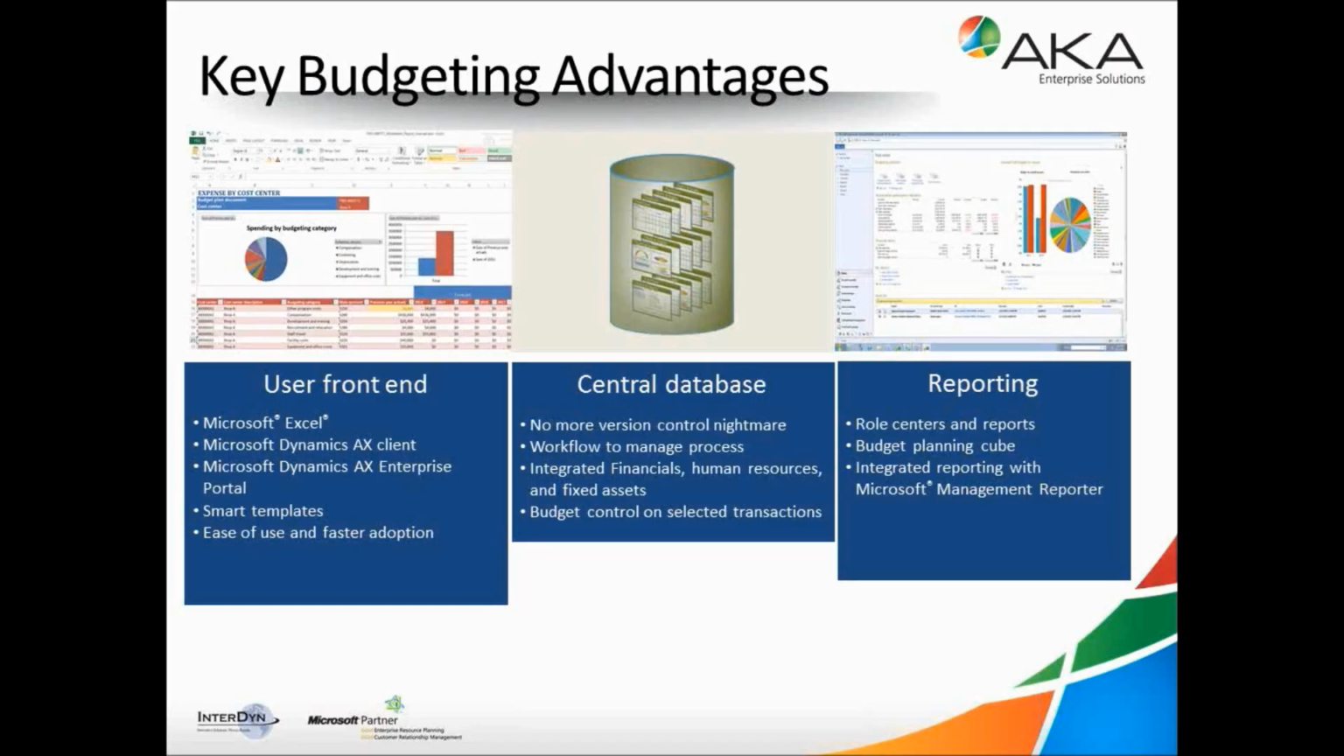The next thing sits in the middle, and that's the central database. So no more version control nightmares. Who's got the right Excel file? Where is it? What's it doing? We're holding that link to the database. So we've got the flexibility of Excel, but we've got the single version of the truth stored inside AX, and it has the workflow, so we know who approved it, when they approved it, who touched it. So when someone says it's not the right version, we have a complete audit trail. And we're using the workflow to manage the process.